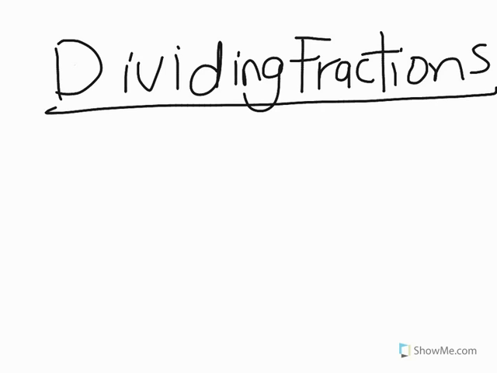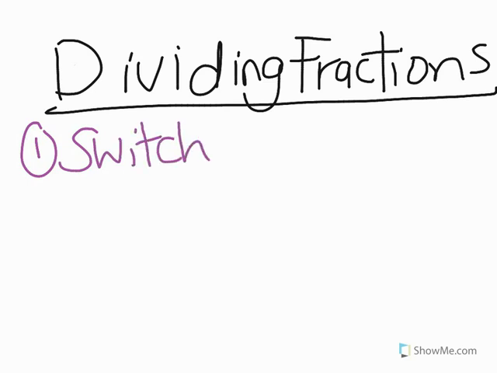When we're dividing fractions, we know that there's a really easy way to remember how to do this. Do you remember SIP'em? We switch and we flip and we multiply. So first, we're going to switch to multiplication.